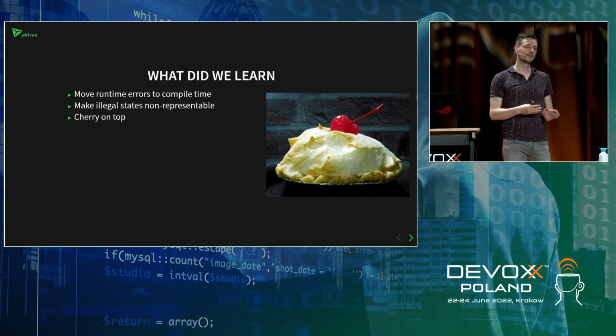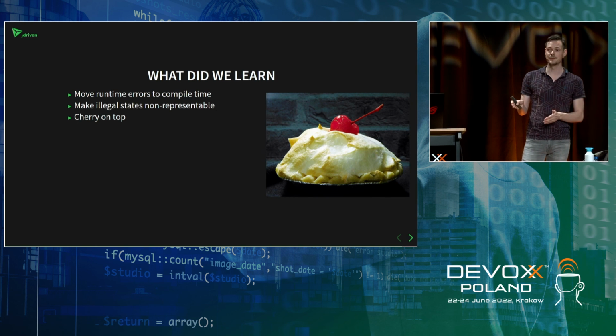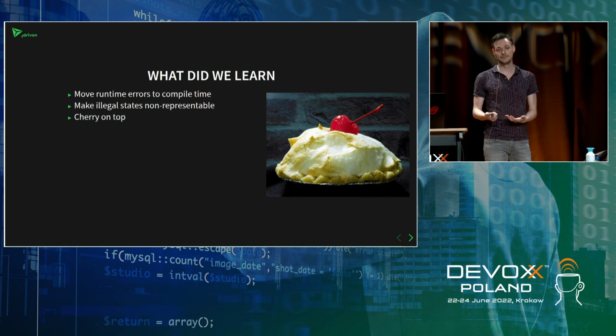So what did we learn from that? We can turn runtime exceptions into compile time exceptions. We can make illegal states unrepresentable. And because I needed a cake analogy, I would say this is the cherry on top.